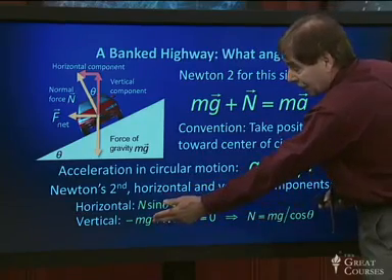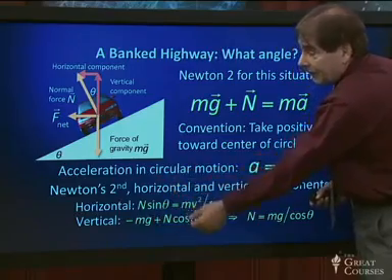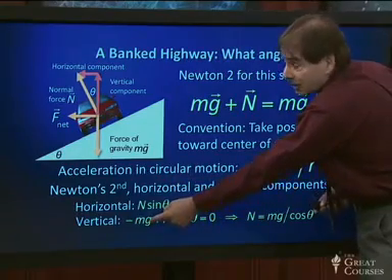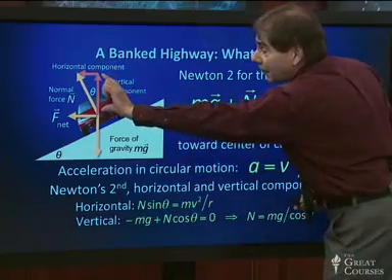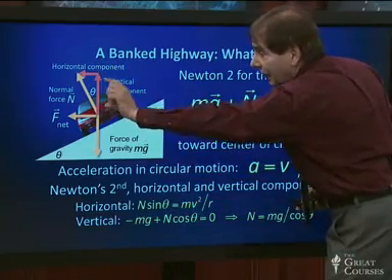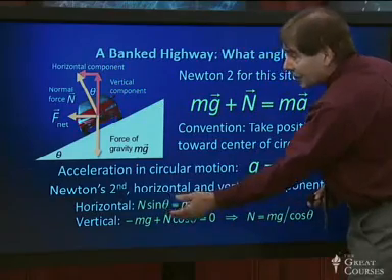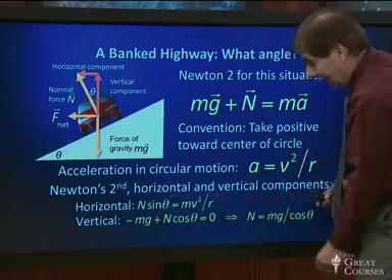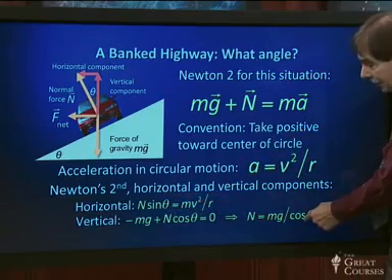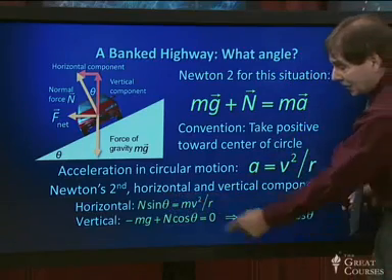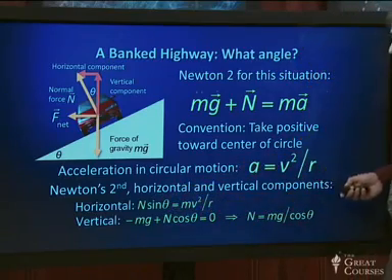In the vertical direction, let's take positive upward. Minus mg is the gravitational force. N times the cosine of theta, the adjacent side here, adjacent to that angle theta, is the component of the normal force. So those add up to 0. And that lets me solve for n. N is mg over cosine theta. And I can stick that into there, and then I've got my solution.